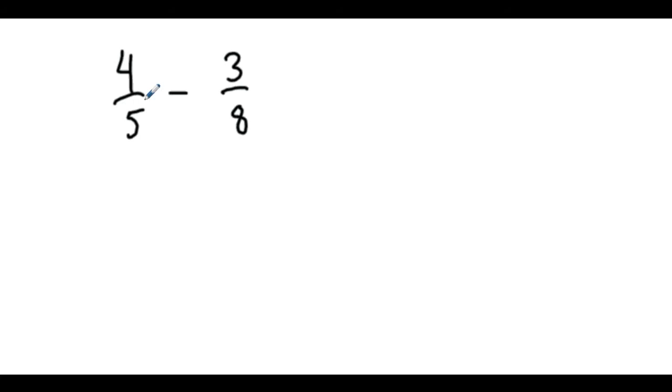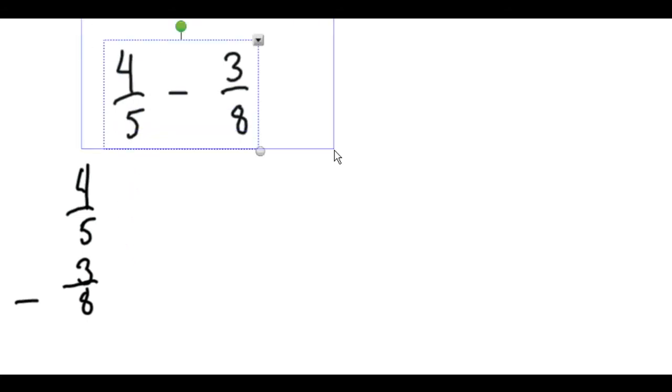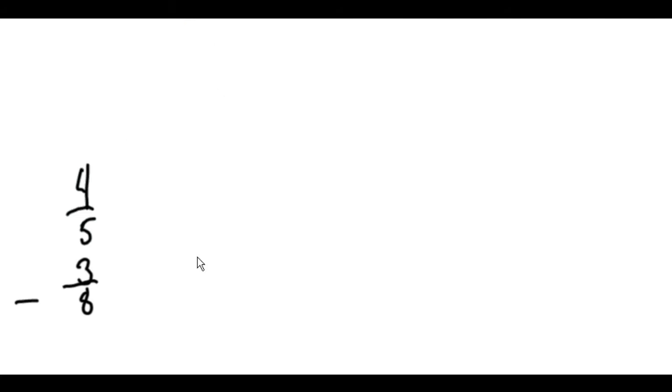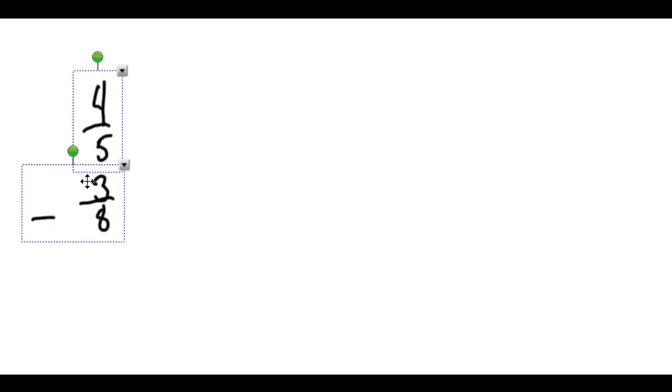4/5 minus 3/8 can be rewritten in vertical form as 4/5 minus 3/8. Now that I have that, I'm going to get rid of this. It's the same problem as always, and I'm going to move this one into a much more prime position for working.